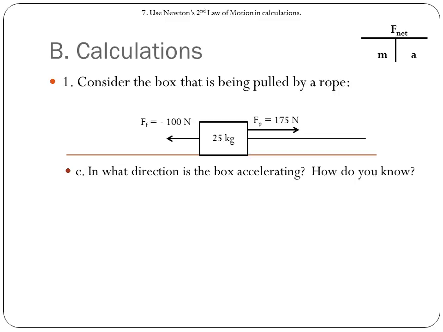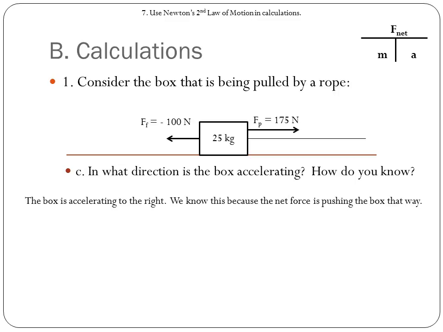Also recall from the previous slide that we found that the net force was positive, and positive we have defined as being towards the right because our pull force we said was a positive 175 newtons. So considering those two things, we can say that the box is accelerating to the right. And we know this because the net force is pushing the box that way, or pulling the box that way, whatever you want to say.